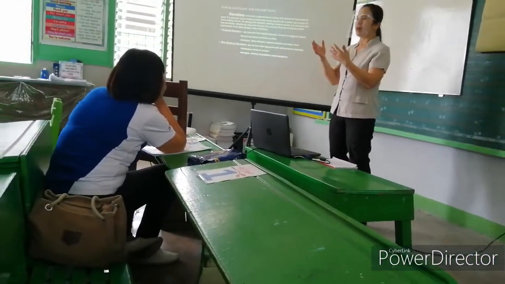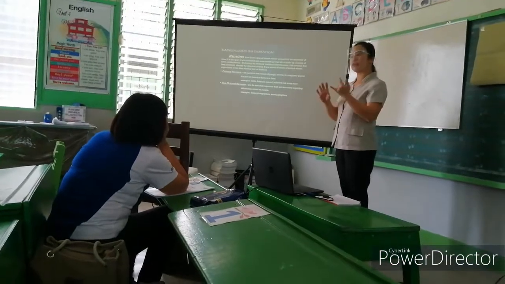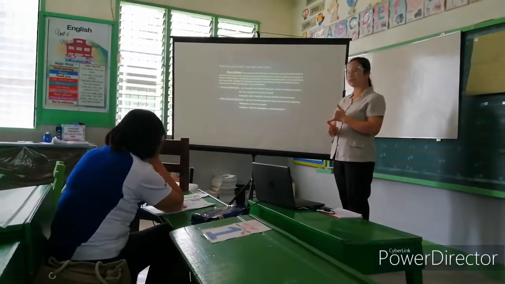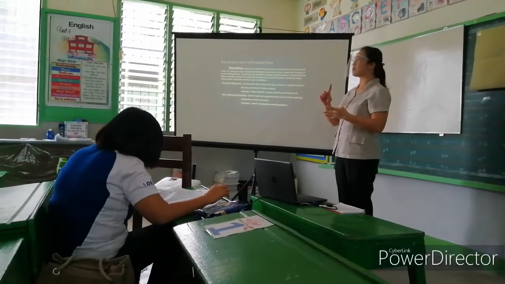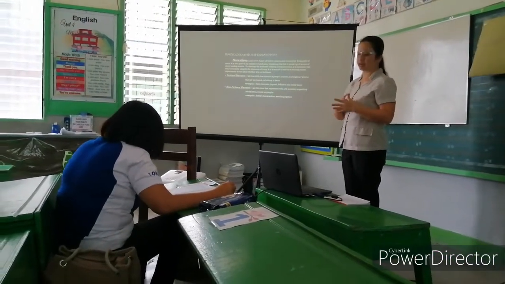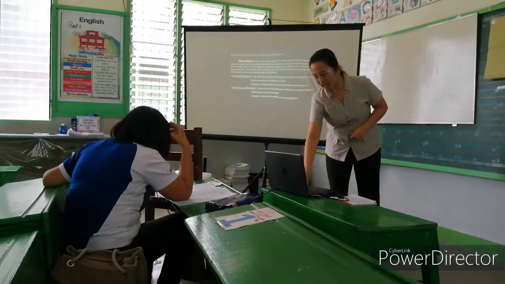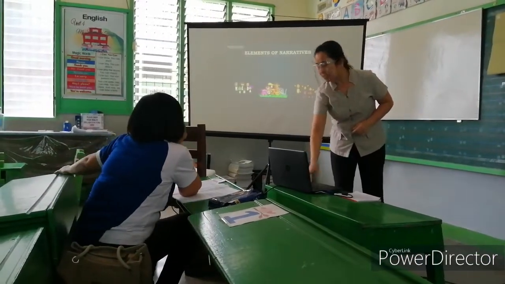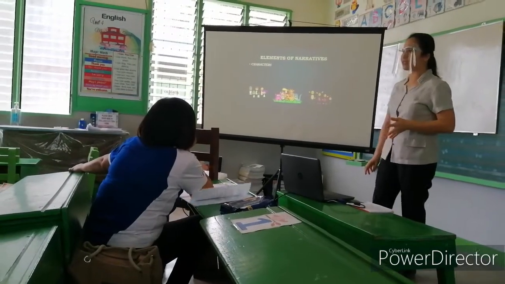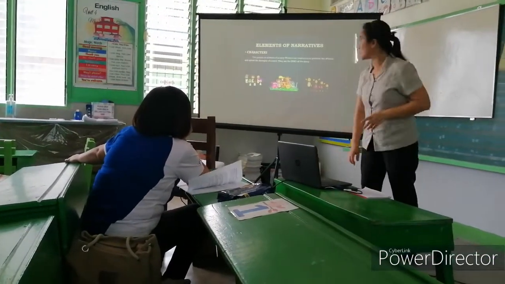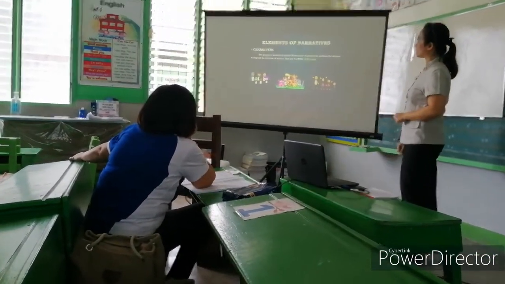Okay, so let us further discuss what makes up narratives, and these are the elements. So again, what are the five elements of the story? First, we have the character, the setting, the plot, the conflict, and the theme. So let us have first the characters. How can you define or identify the characters in a story? So here is what these characters are.